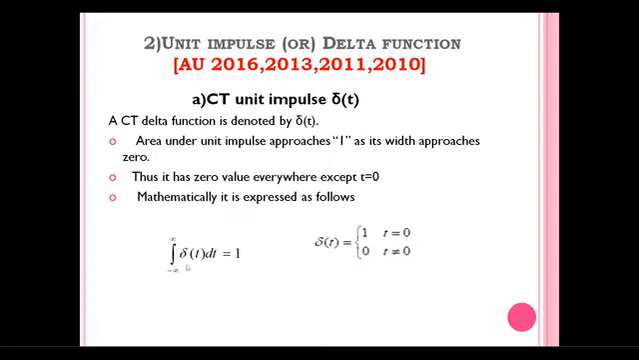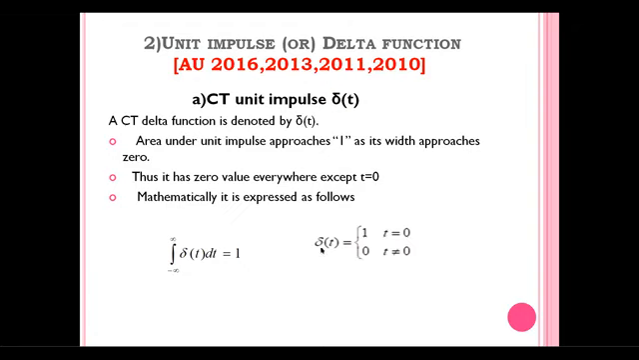So what is the formula to find the area under any function? We have to integrate the particular function with respect to the limits minus infinity to infinity. So the integration from minus infinity to infinity of del of t dt, whose answer is 1. So the area under this unit impulse signal is 1. It's an important property of this unit impulse function.